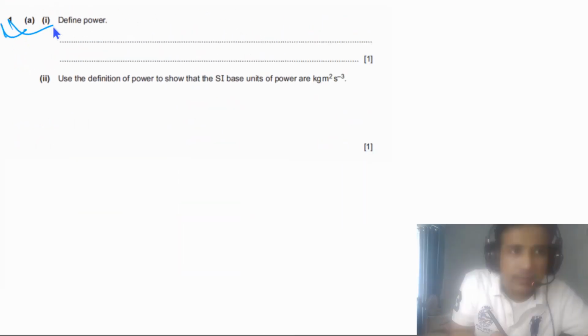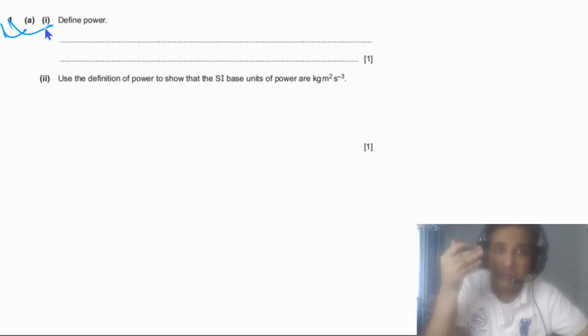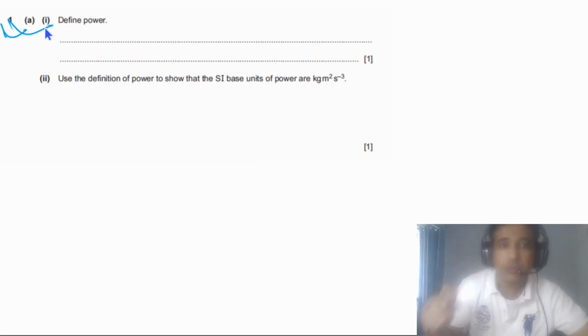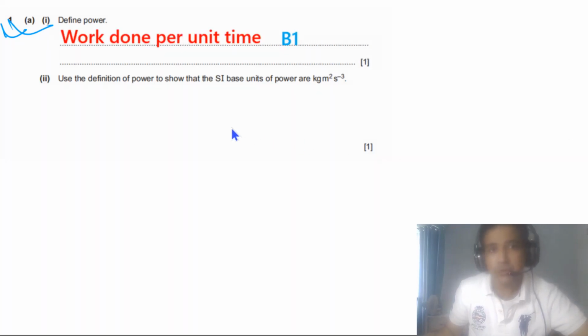Question 1, part A says define power. Power is the rate of doing work. Simply we can say work done per unit time. If the same amount of work is done in a shorter time, it means power is greater. If the same amount of work is done in a longer time, it means power is lower. So power is work done per unit time. This question has only 1 mark, and if you write this down, you will get 1 mark.